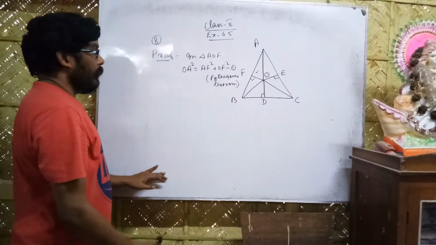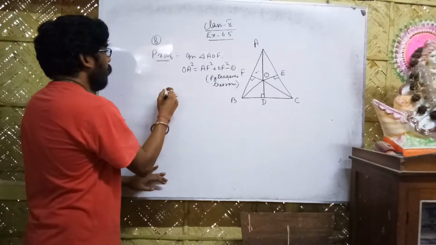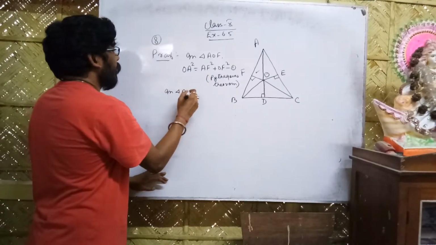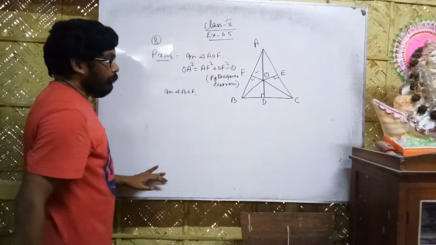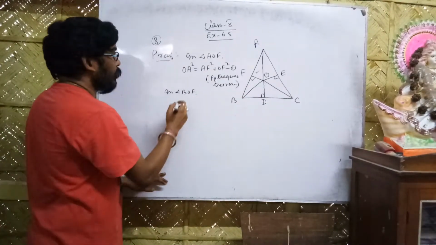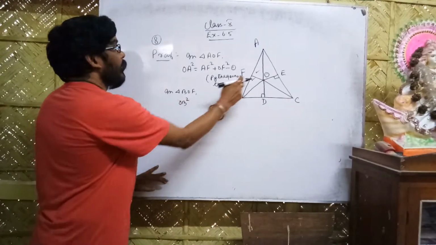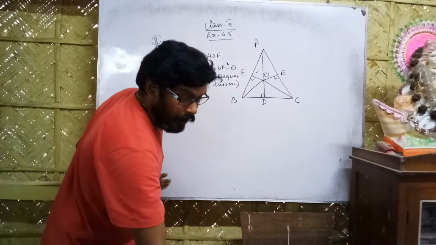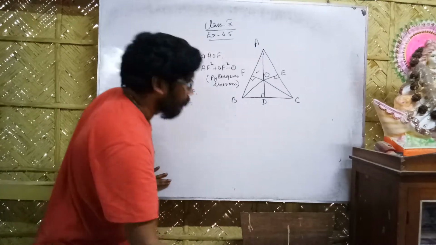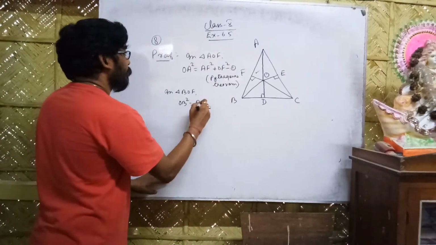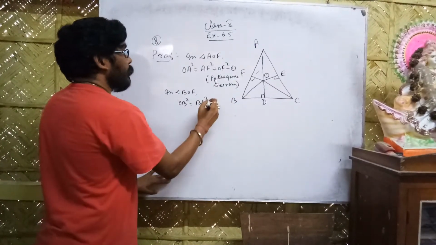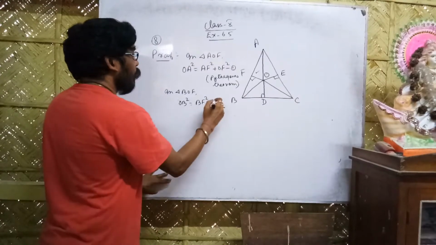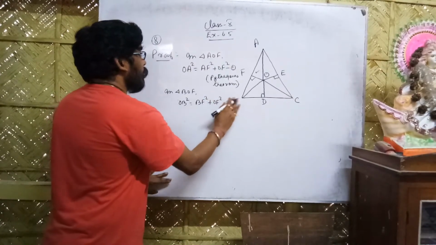Okay. Next you come to this triangle. In triangle BOF, OB will work as your hypotenuse, opposite the 90 degree angle, equal to, in the question they have given BF or FB. It is given BF, so let me write BF square plus OF square. Equation 2.